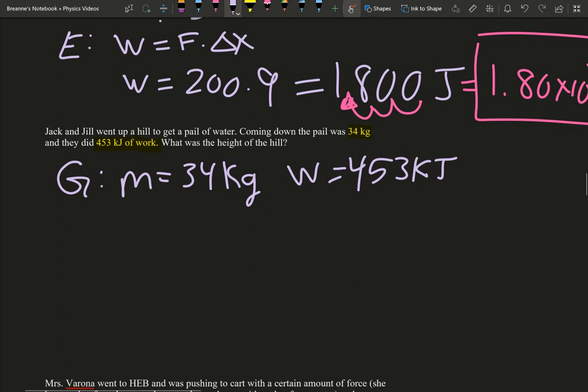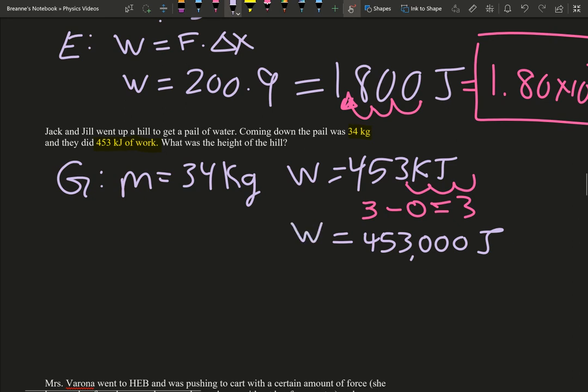So look at your metric conversions, see where kilo is, and jump 1, 2, 3. You need to move it over 3 times. Or you can see that your kilo is 3, your joules is a 0 because it's your base. So you're going to move it 3 times. Your decimal's here, so you're going to move it 1, 2, 3. And so your work is 453,000 joules. There we go. Crisis averted. That is a comma, not a period. Awesome. So we got our work, and we got our mass, and we are looking for height.